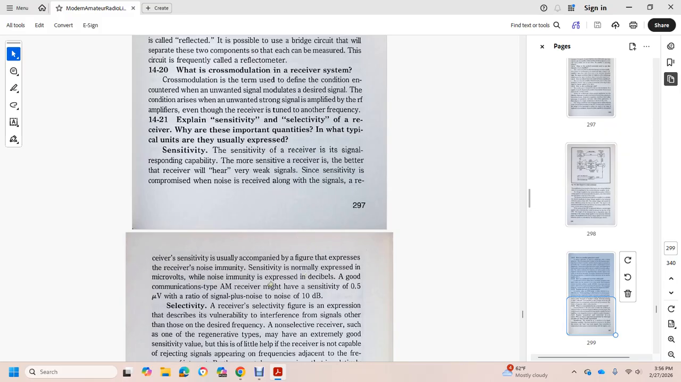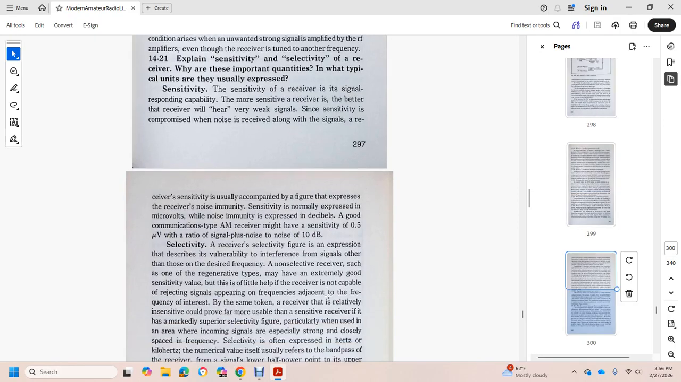A good communication type amplitude modulated receiver might have a sensitivity of 0.5 microvolts for a signal-plus-noise to noise ratio of 10 decibels.